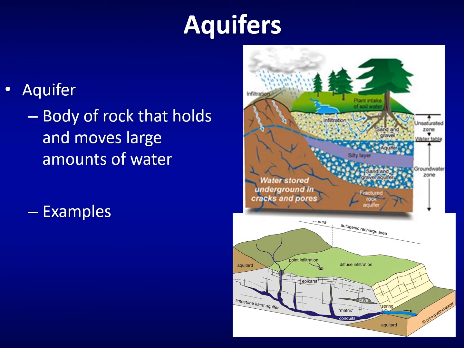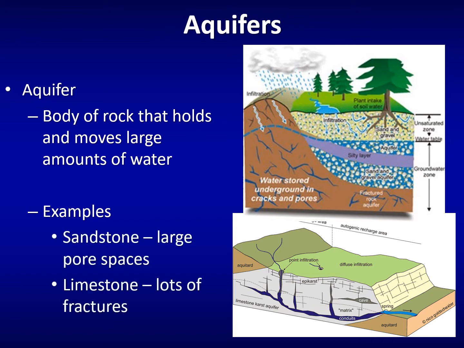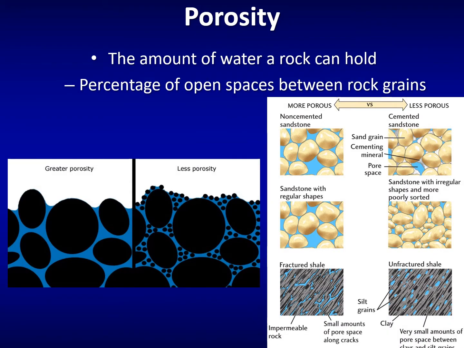An aquifer is what they refer to as a body of rock that holds and moves large amounts of water. Example aquifers would be something like a sandstone that has large pore spaces where water can move through very easily, or limestone, rock that has lots of fractures or conduits where the water can flow around underneath the ground.